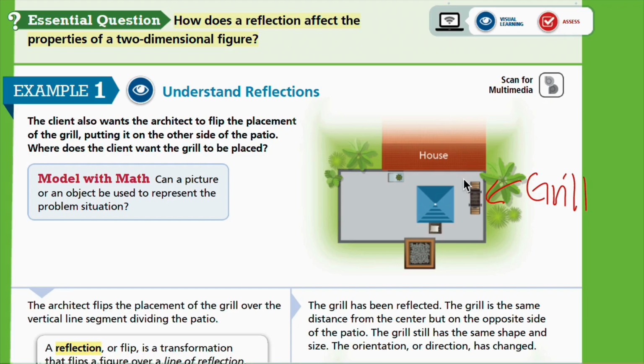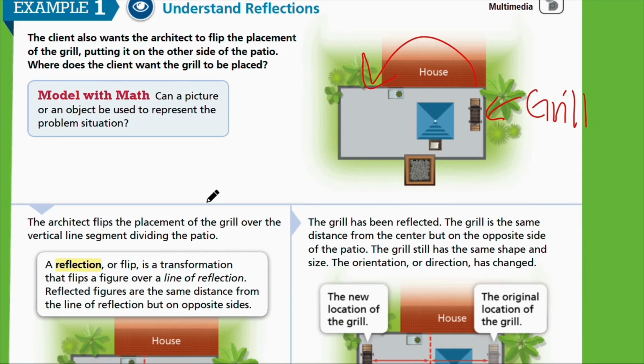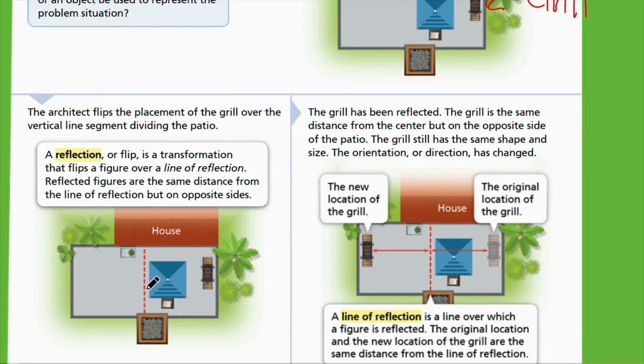So we need a line of reflection so that it's exactly on the other side of the patio, right? So reflection is a flip. It's a type of transformation that flips a figure over a line of reflection. So reflective figures are the same distance from the line of reflection but on opposite sides. So we have drawn the line of reflection here, and we're going to flip this grill on the other side, and the distances have to be the same.